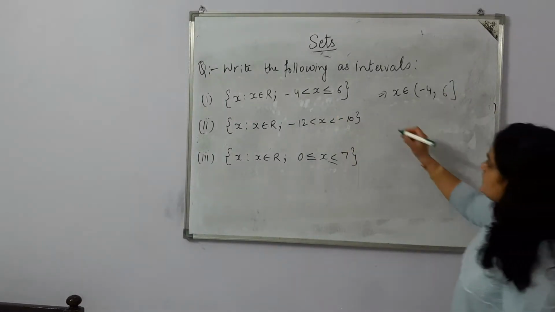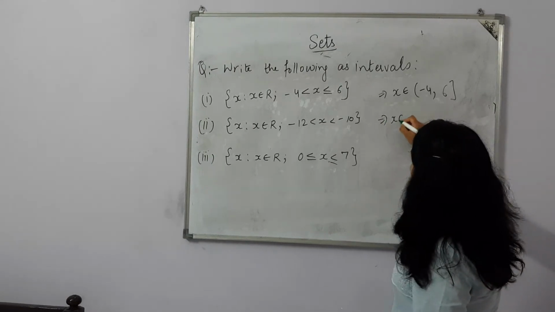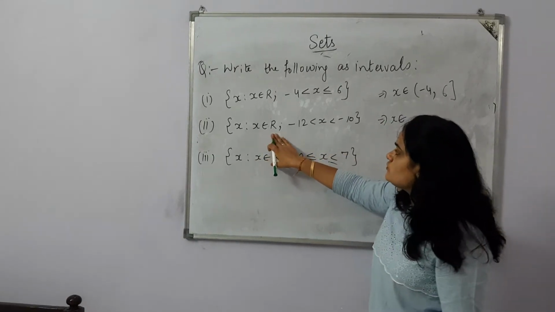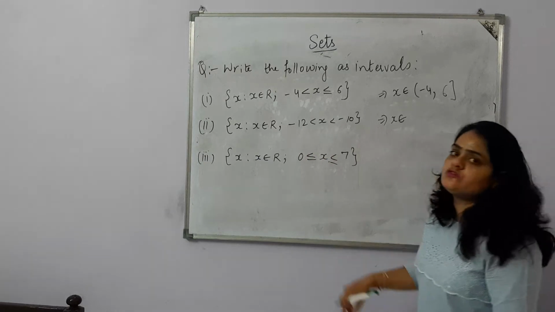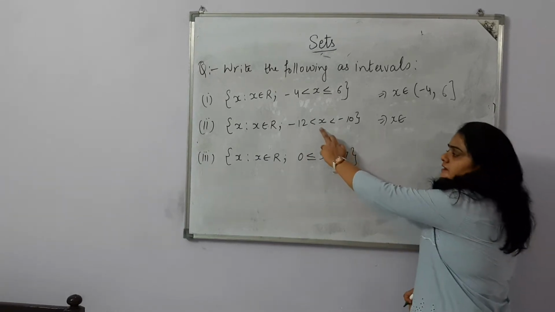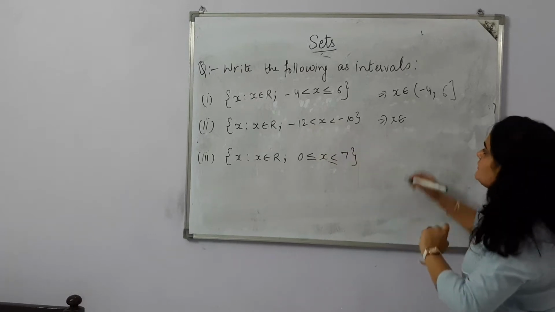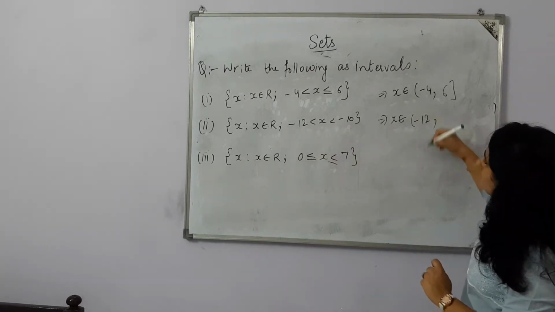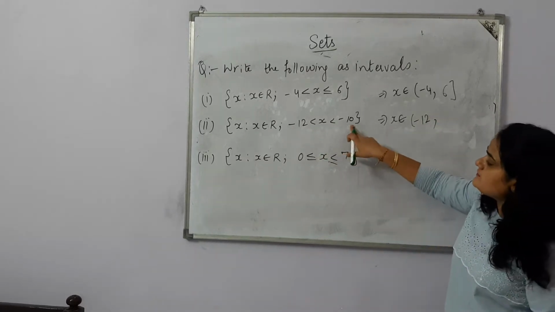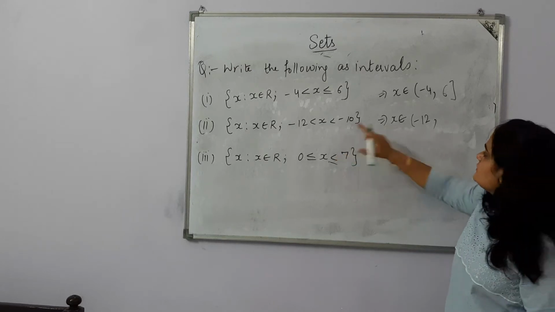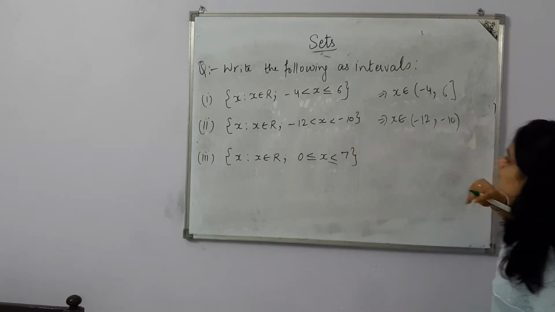Now the next one is x belongs to, of course it belongs to R, and x is lying between -12 to -10. It is x is greater than -12. -12 is not included. So -12 with an open bracket, and it is less than -10. -10 is not included. So -10 with an open bracket.